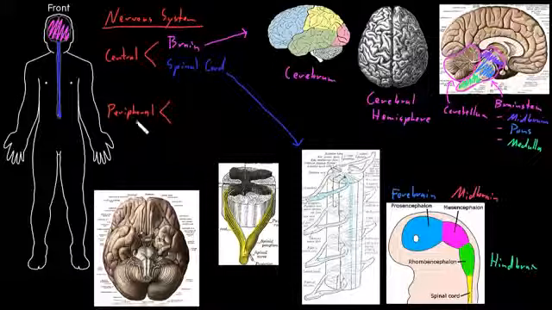And then the peripheral nervous system is called that because it's going to go out all over the rest of the body. The peripheral nervous system consists of two types of structures. The first are called nerves. Let me just underline this nerve right here.